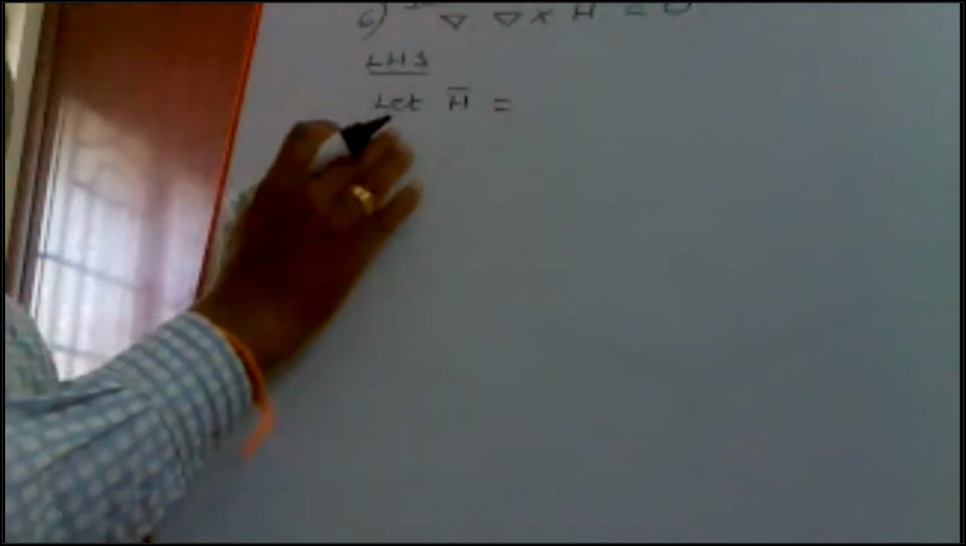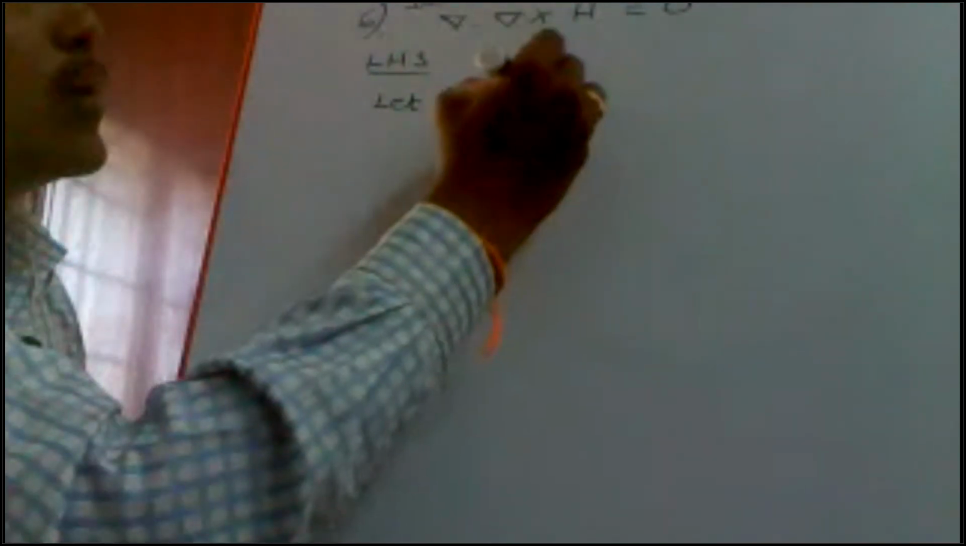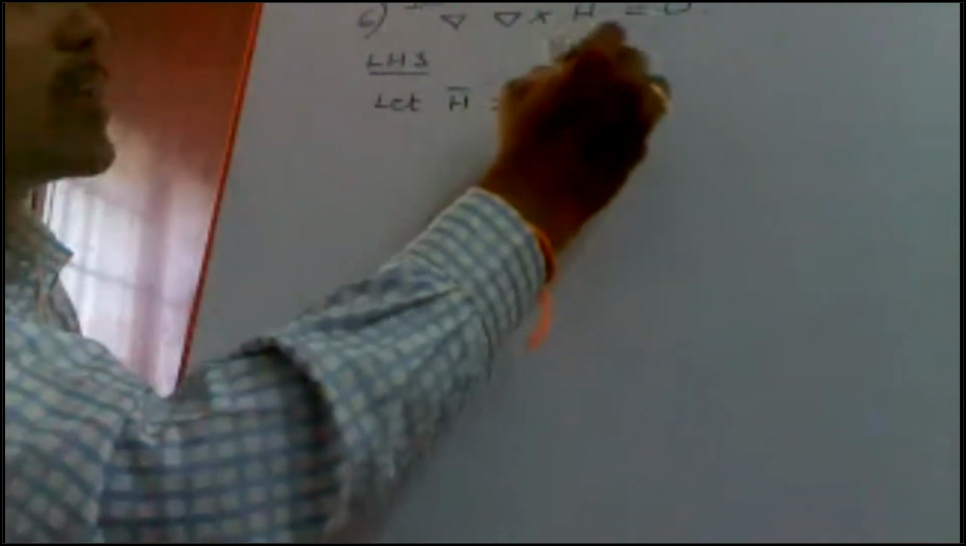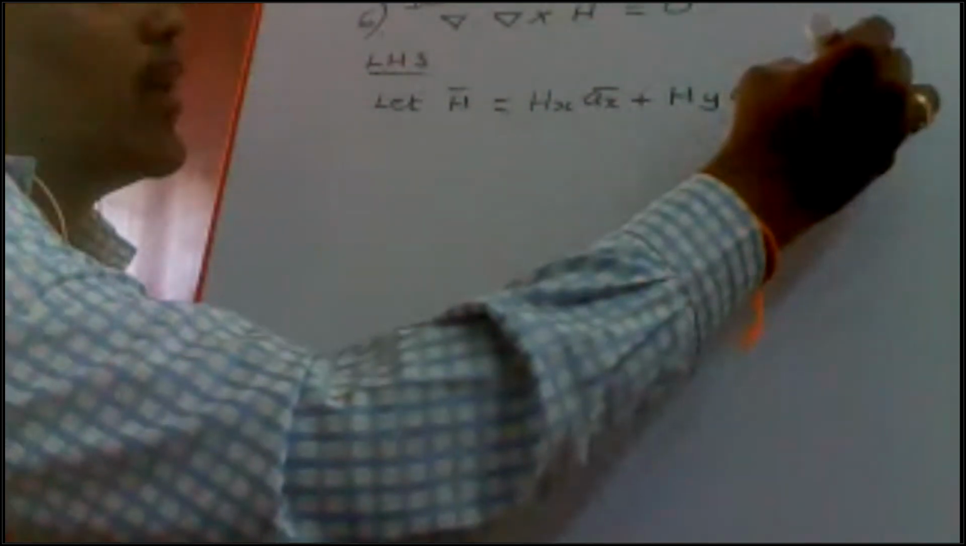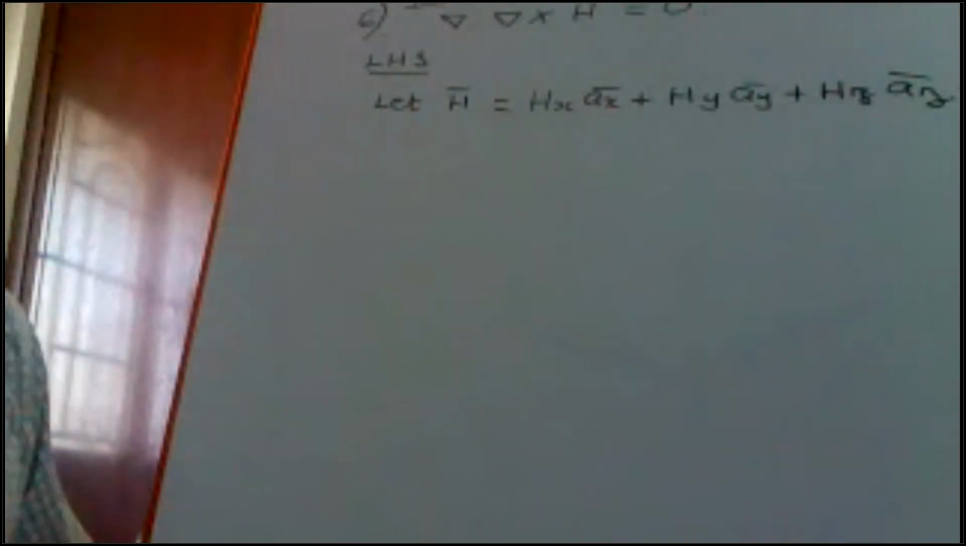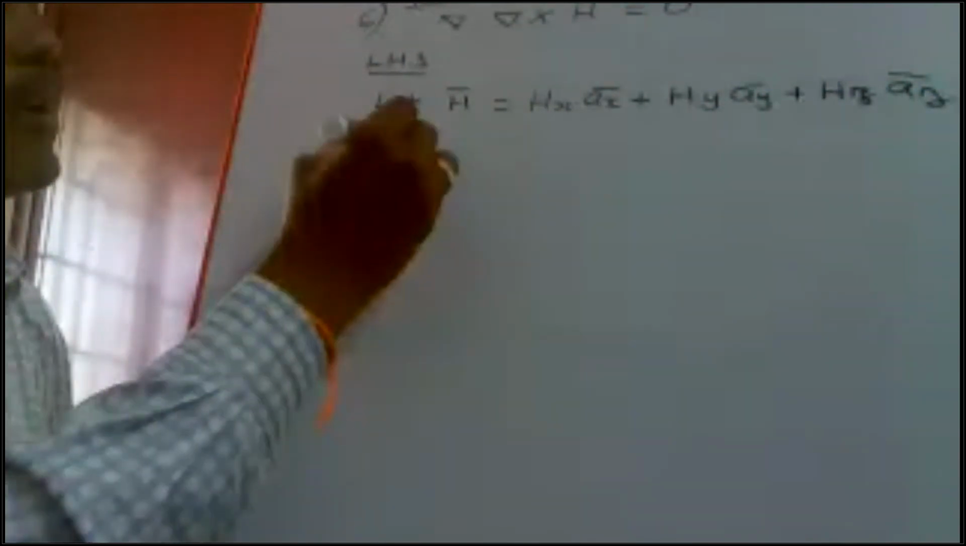Before that, what is important is that you have to define this h vector. The h vector is not given, so we take it ourselves. You don't assume any sort of numerical value here. What we can do is assume it as hx ax vector plus hy ay vector plus hz az vector. Please assume a vector like this for h. Now you start doing del cross h.